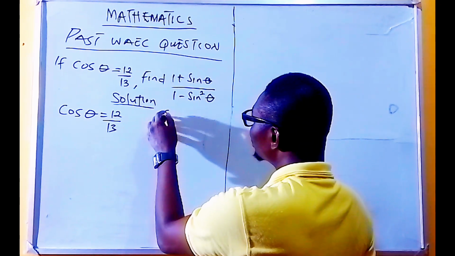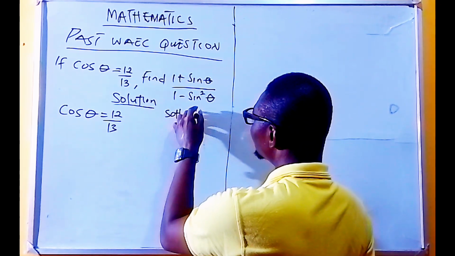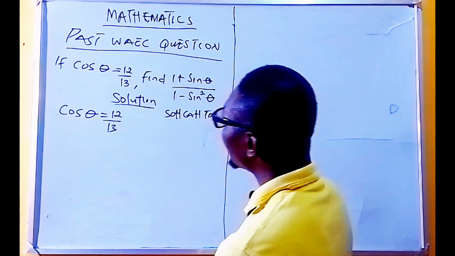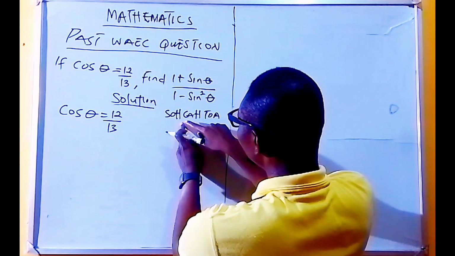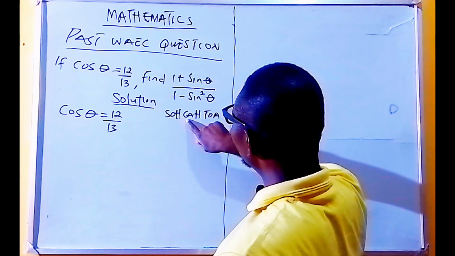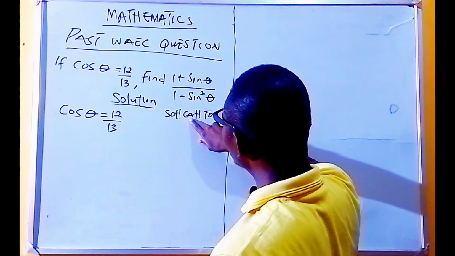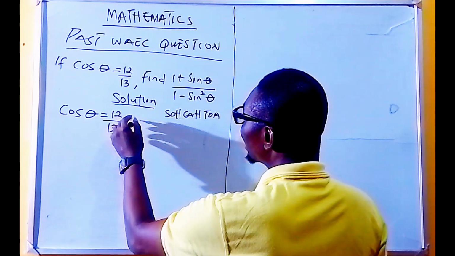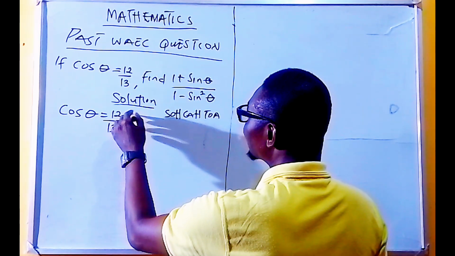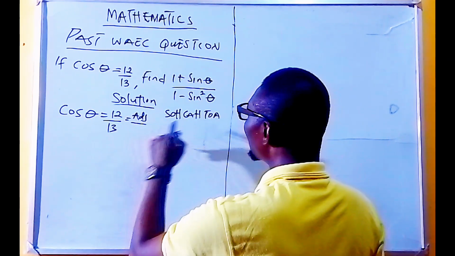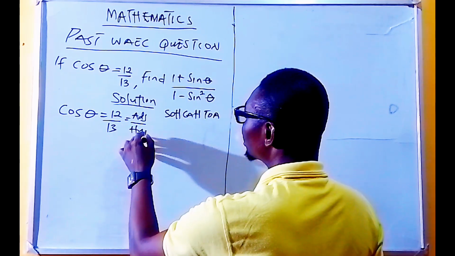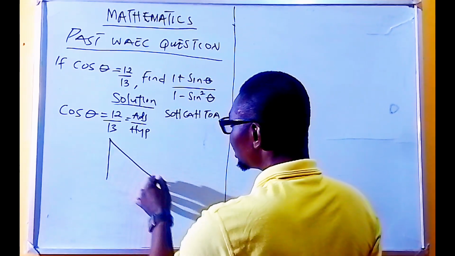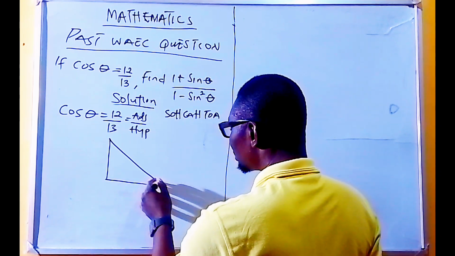Now considering our SOHCAHTOA, here our cos, which is CAH, is adjacent over what? Hypotenuse. So we now have adjacent over hypotenuse. Now we can represent this using a right angle triangle.